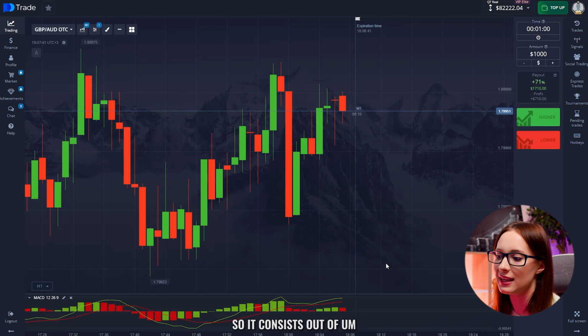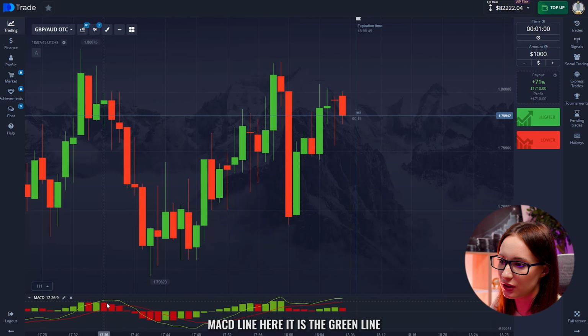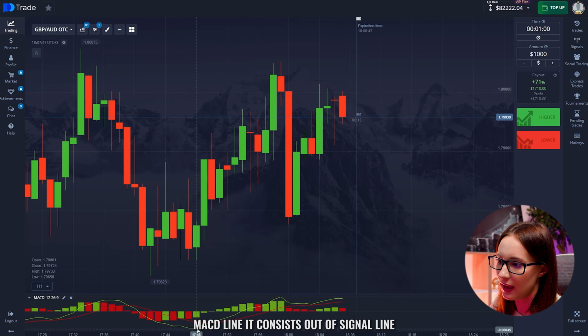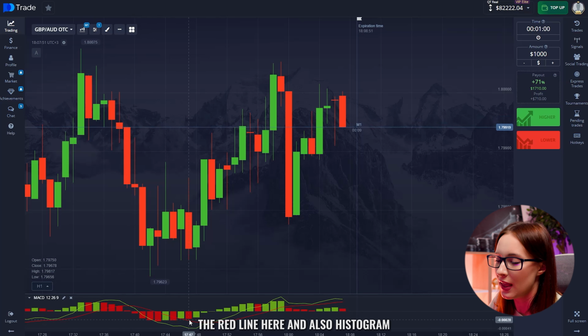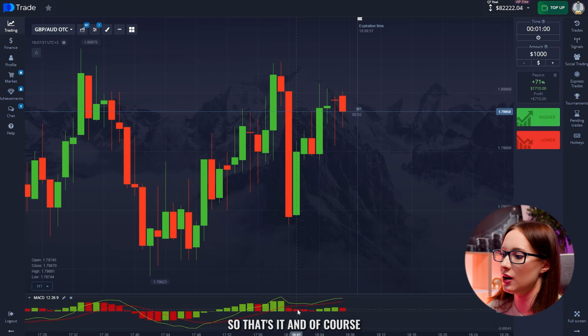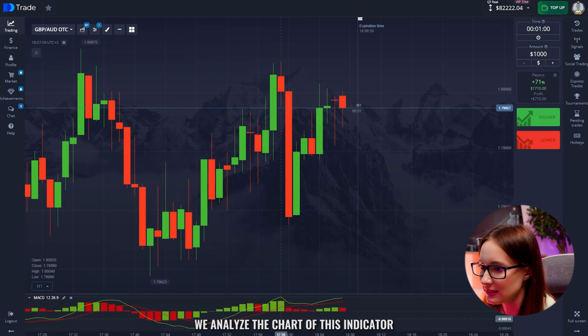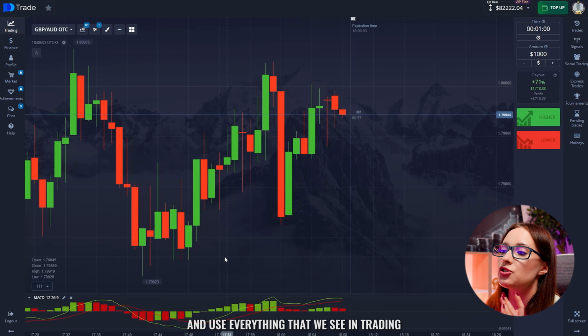So it consists of the MACD line. Here it is, the green line, the MACD line. It consists of the signal line, the red line here, and also a histogram. Here it is. So that's it. And of course, we analyze the chart of this indicator and use everything that we see in trading.